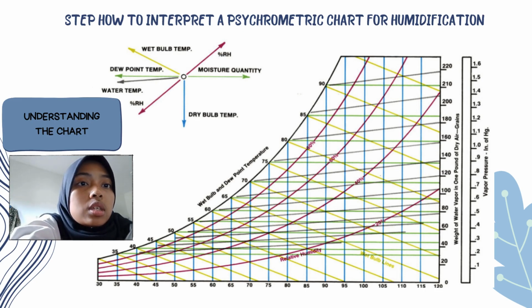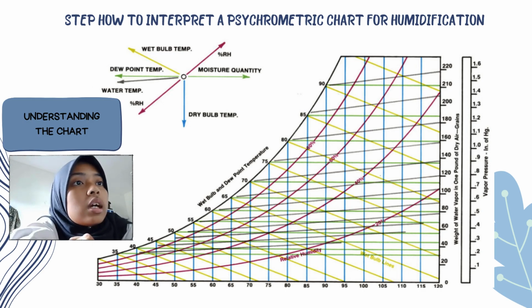For this part, I will explain how to interpret the psychrometric chart for humidification. First of all, what we need to do is understand the chart. As you can see here, I will explain the lines first.